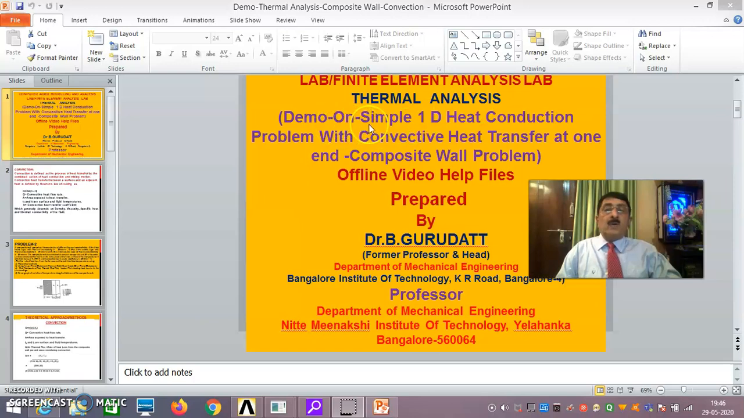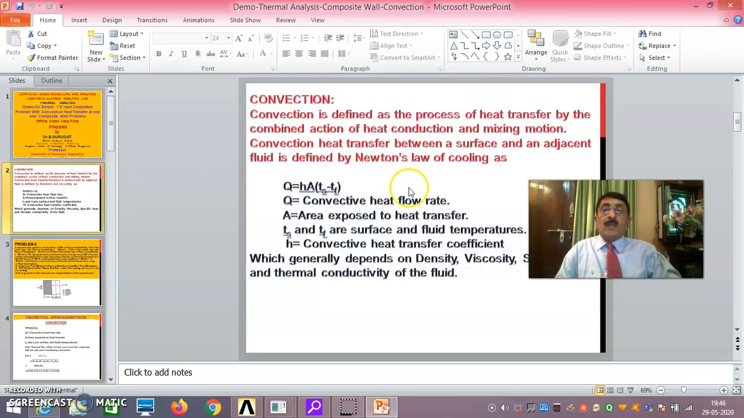Here we'll have a demo on a simple 1D heat conduction problem with convective heat transfer at one end, that is typically called the composite wall problem. See here, in the previous sessions there was no convection. It was 1D heat conduction. In another problem, it was 2D heat conduction only. But here you have a convection.